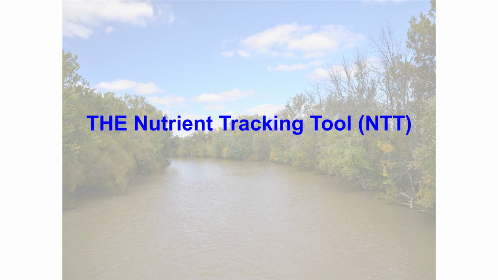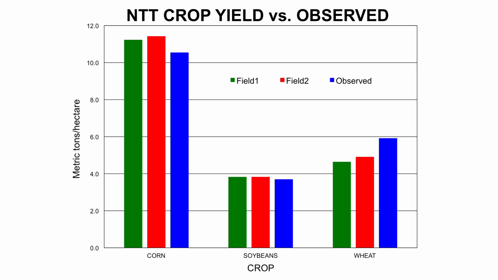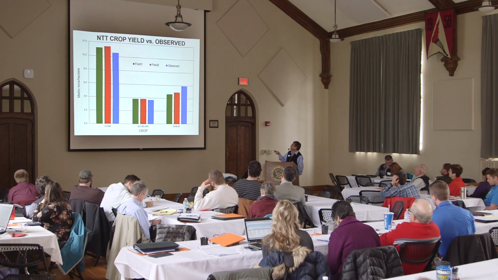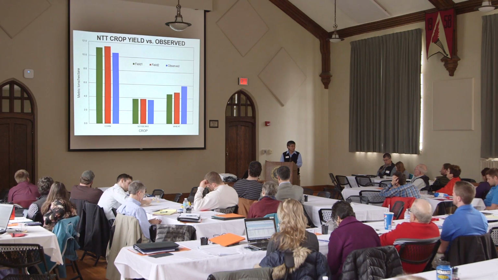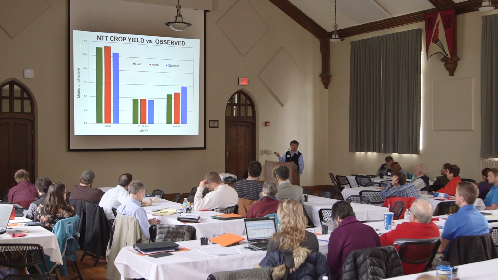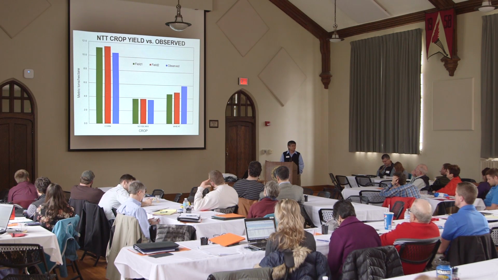So the nutrient tracking tool, I'm not going to discuss more about what NTT is, but I'm going to go to the results. This is compared with the actual edge of field data. We compared it with two fields of corn, soybeans and wheat. That's the very first thing that we compare the model, the NTT, on. Is the crop yield acceptable? Is the crop yield comparable to what we're getting in the field? And it seems pretty good. For corn, it kind of overestimates. For wheat, it kind of underestimates. Soybeans is pretty okay.